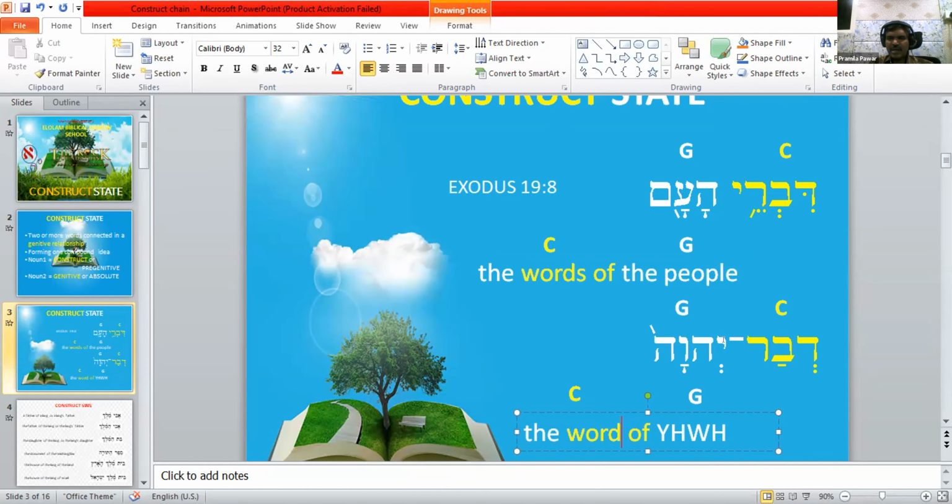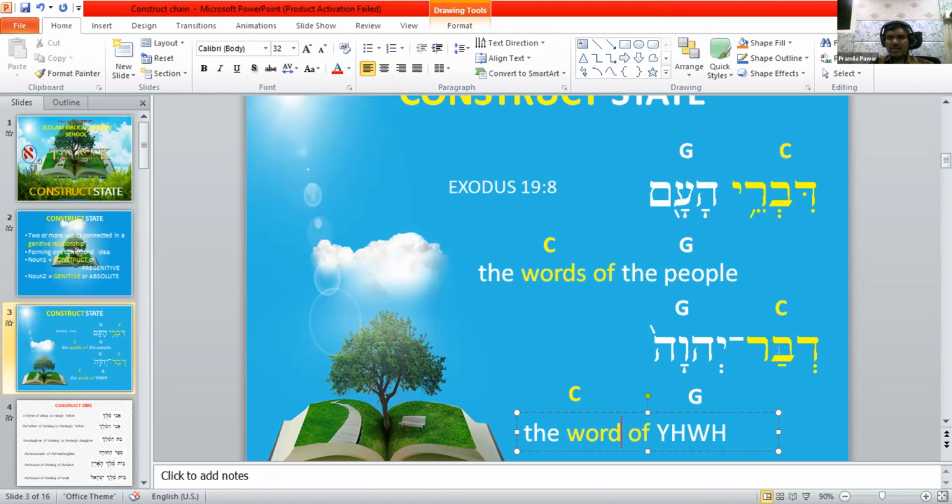Now can you see this makep over here? It can be without makep or with makep. Please remember that. But when two nouns are connected together, this first noun, the word, is in a genitive relationship with the second noun, that is Yahweh. The word of Yahweh.